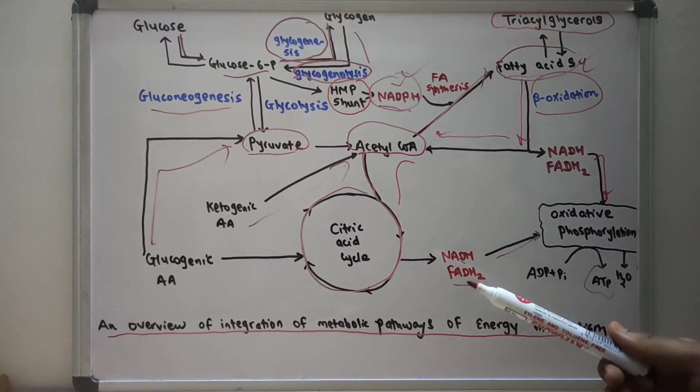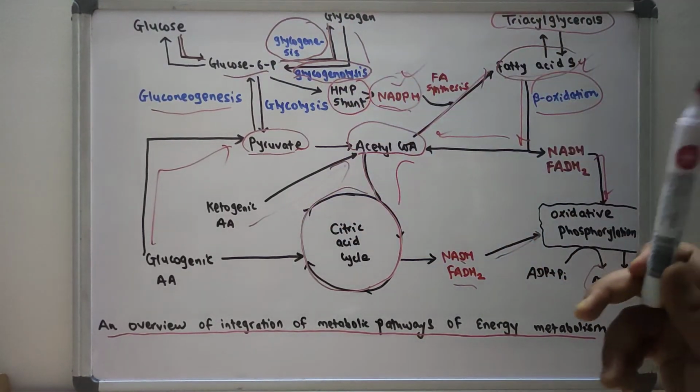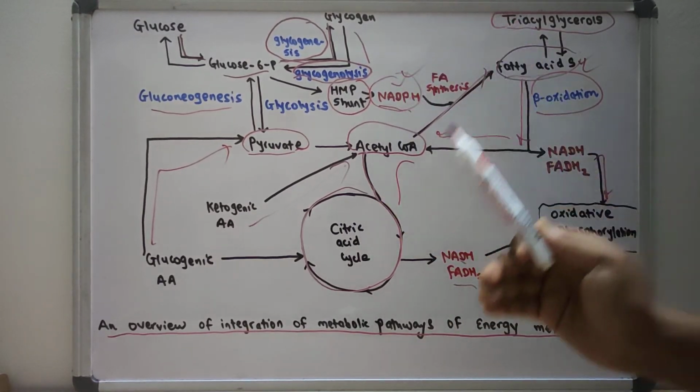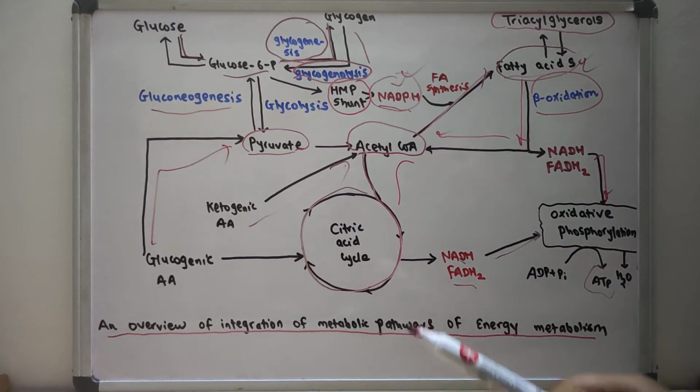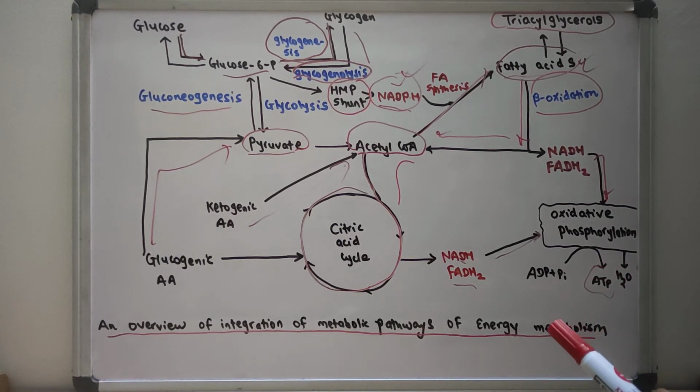I also request you to read the individual metabolism about glycogenesis, gluconeogenesis, glycogenolysis, glycolysis, HMP shunt, citric acid cycle, ketogenesis, beta oxidation, and fatty acid synthesis. Also, I request you to read about oxidative phosphorylation. So I hope you understood this topic, an overview of integration of metabolic pathways of energy metabolism. So this concludes our lecture. Thank you.